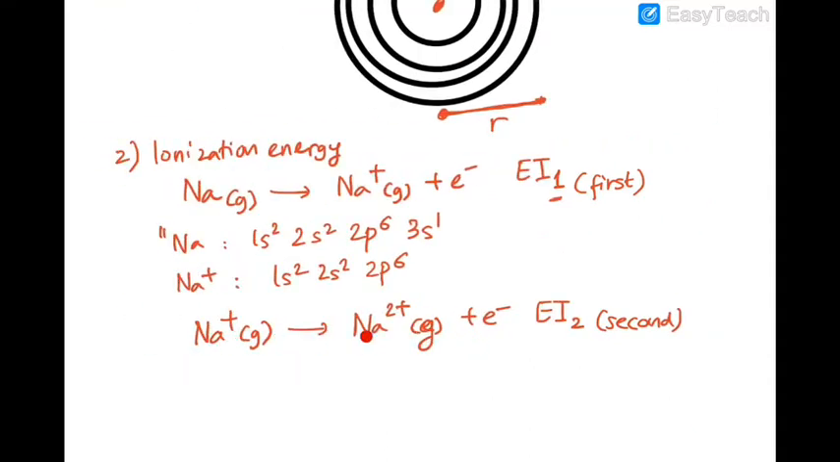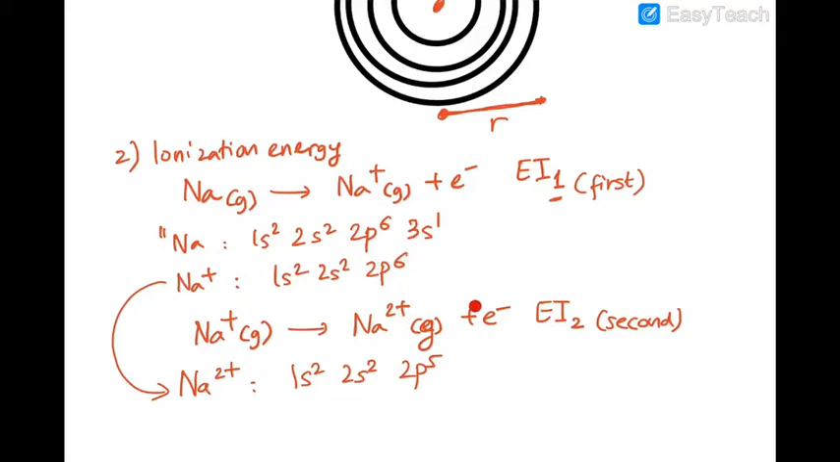Okay? Practically in nature, we cannot observe this process occurring. Why is that? Because you can see if you want to go from sodium plus to sodium 2 plus, this will take so much energy. If you want to go from here to there, because you can see now for sodium 2 plus, the electron configuration is 1s2, 2s2, and 2p5, meaning that you are now removing 1 electron from a full orbital, from a fully filled orbital.